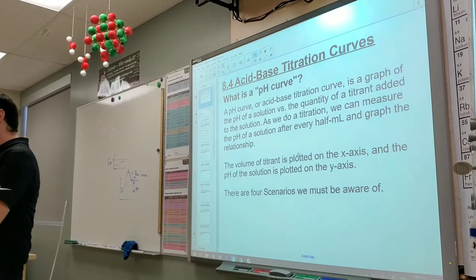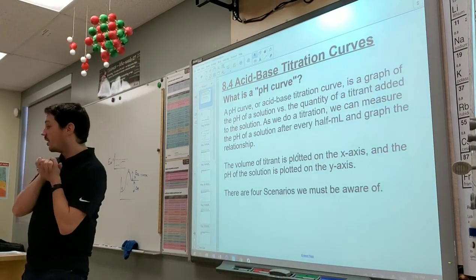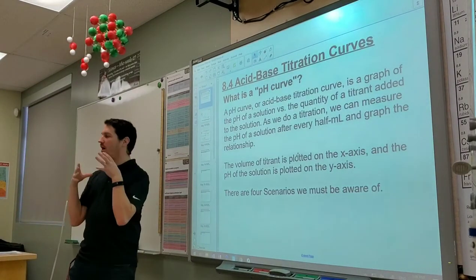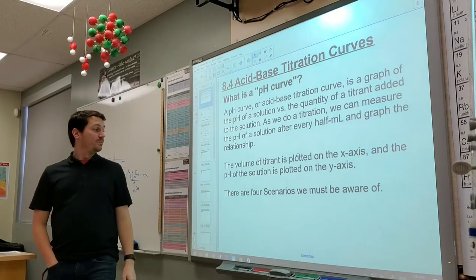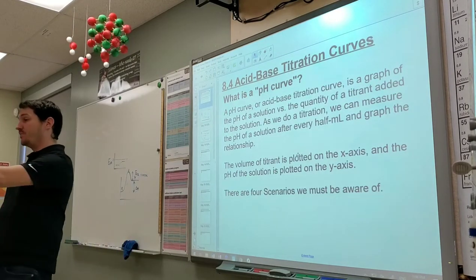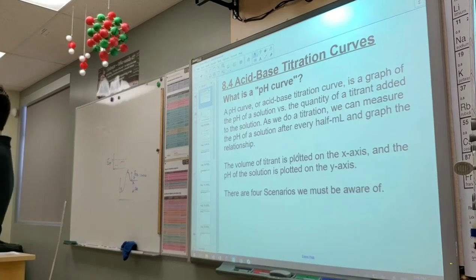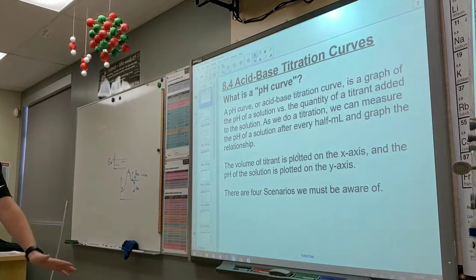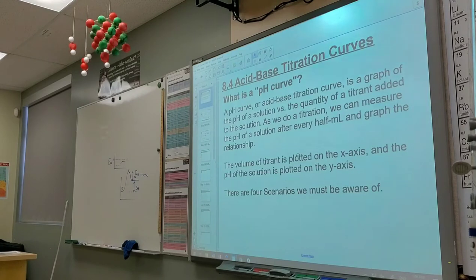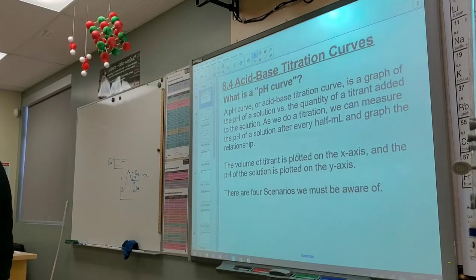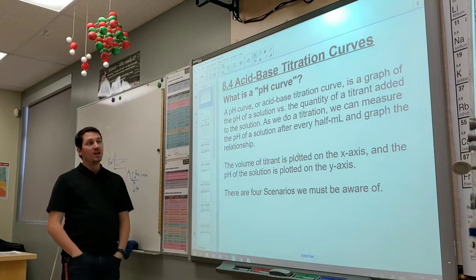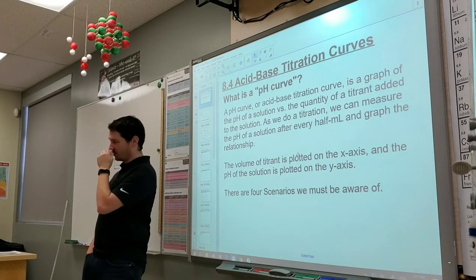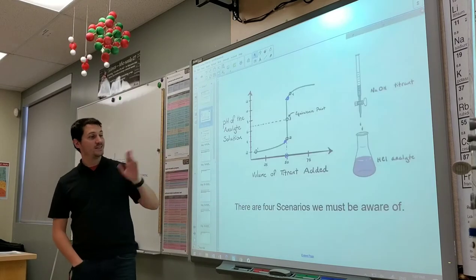The very last concept that we want to talk about in our chapter 7 and 8 combined unit is called chemical analysis. Believe me when I say there is very little math involved in this. Some of you will be happy about this, but it's a little bit more conceptual. I don't know if you're happy or sad about that. We'll see how it goes. It'll be fine. We're going to talk about a pH curve, and what a pH curve is, it's this.